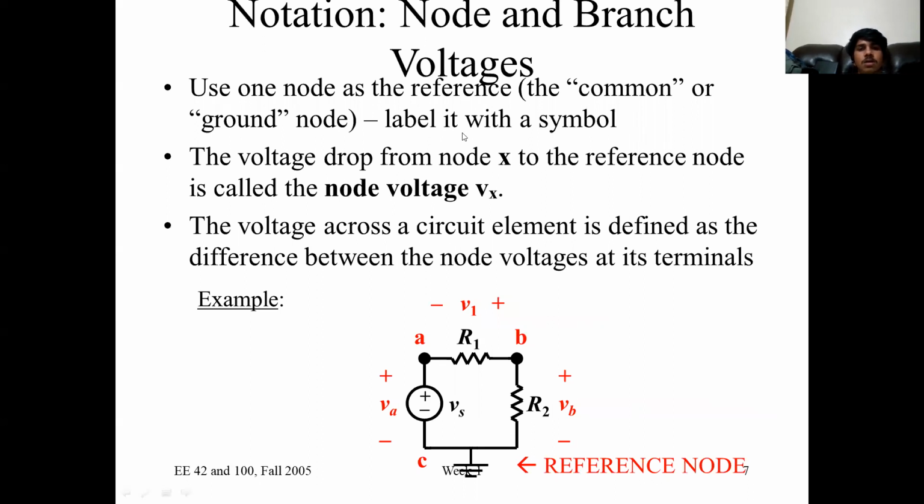Node and branch voltages. Use one node as reference, the common or ground node, and label it with a symbol. The voltage drop from node X to the reference node is called node voltage Vx. The voltage across a circuit element is defined as the difference between the node voltages at its terminals. Example, reference node. Here, the black dots are the nodes and the lines are the branches.